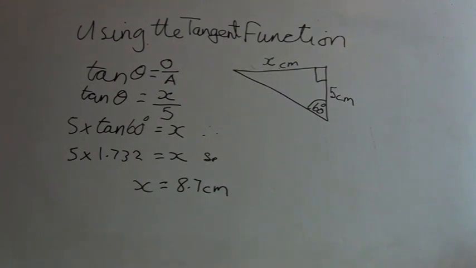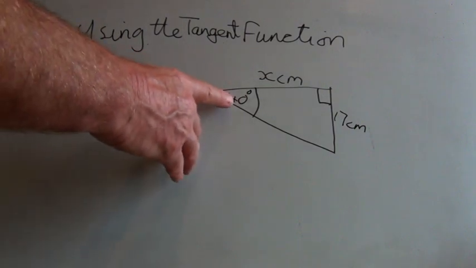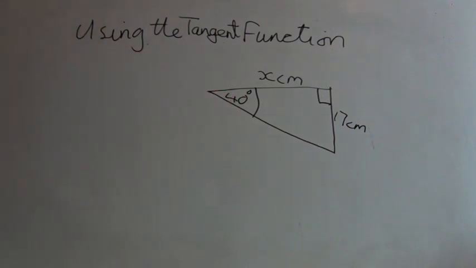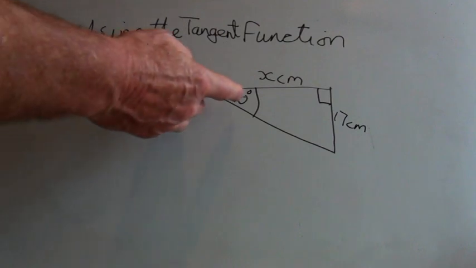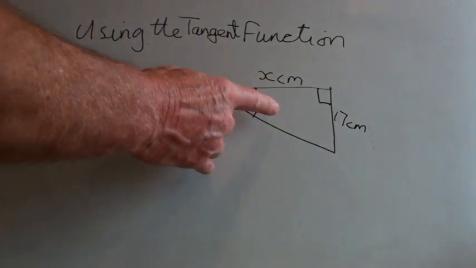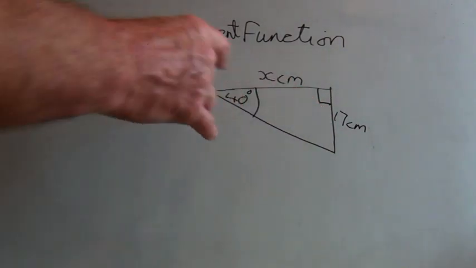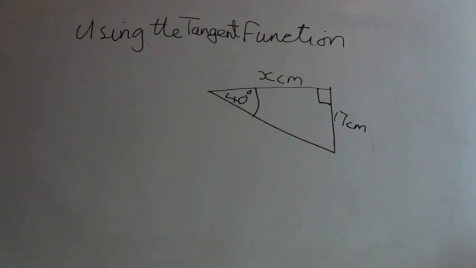Okay, let's have a look at another example. In this example we are given theta as 40 degrees. The adjacent side is x centimeters. The opposite side is 17 centimeters. So we're asked to find how long the adjacent side is. I'll give you a couple of minutes to work through this example, and then I'll come back and work through it with you.